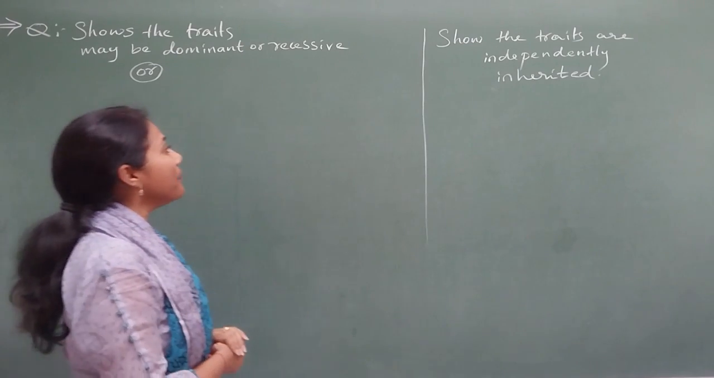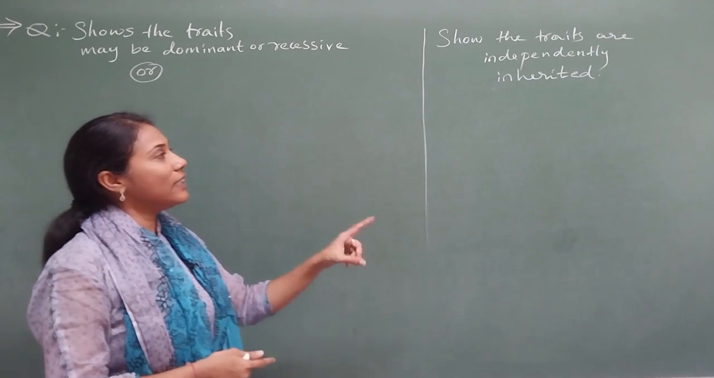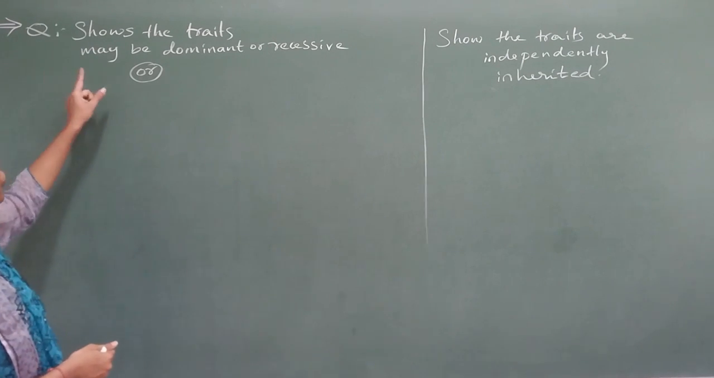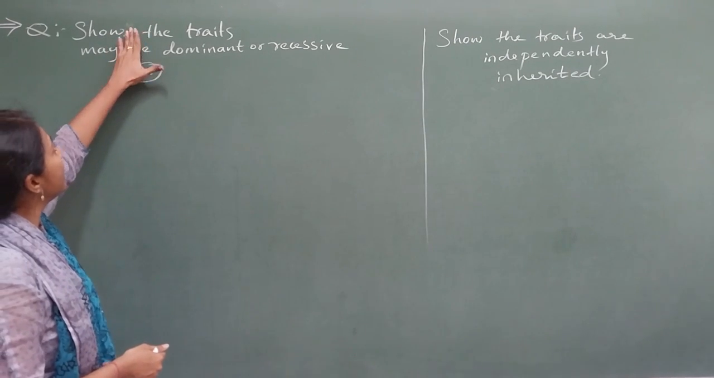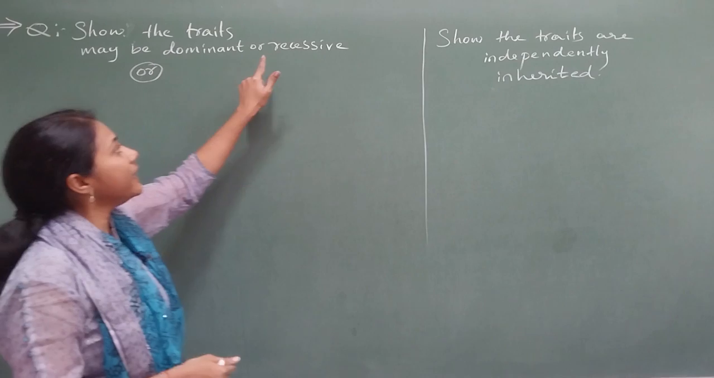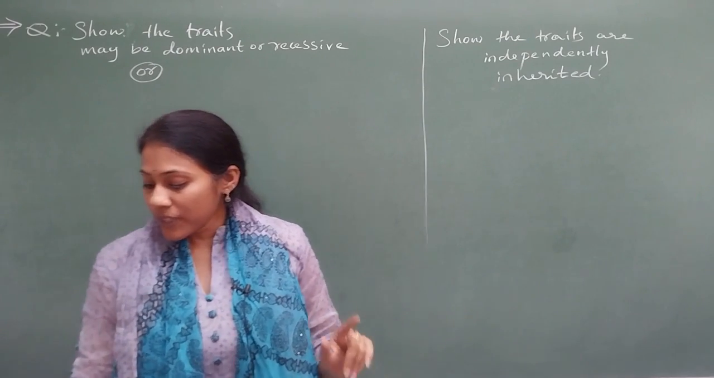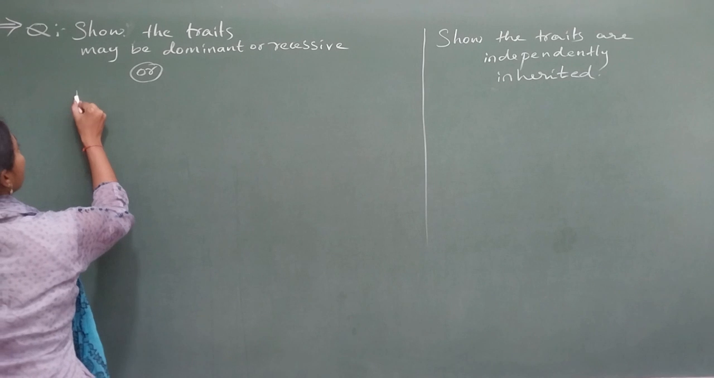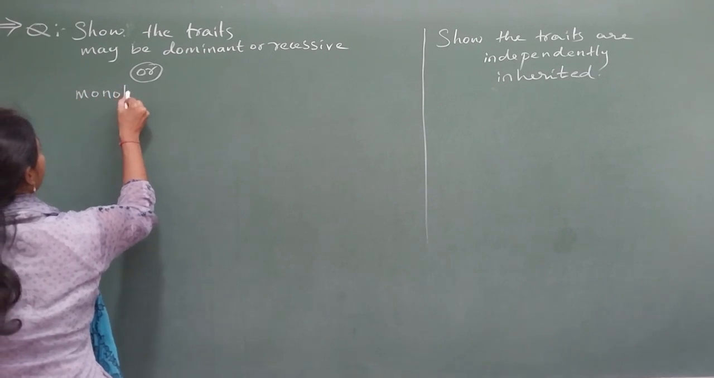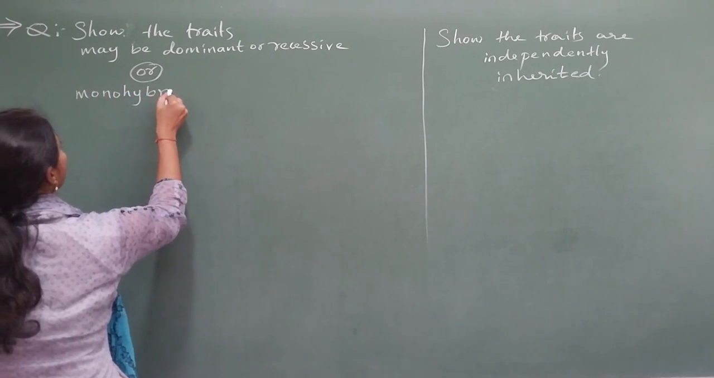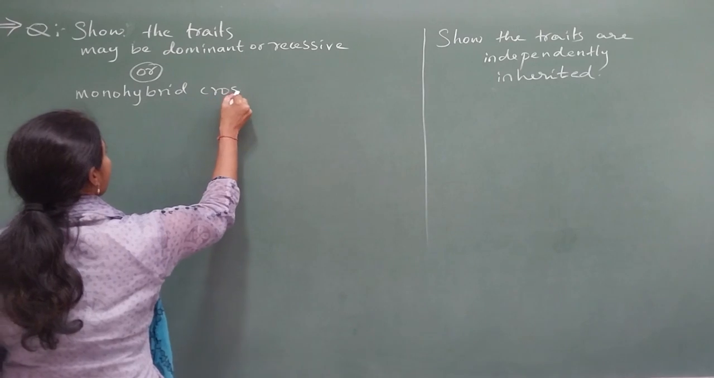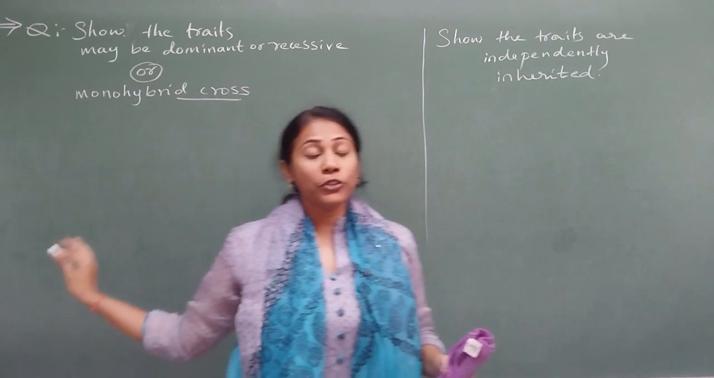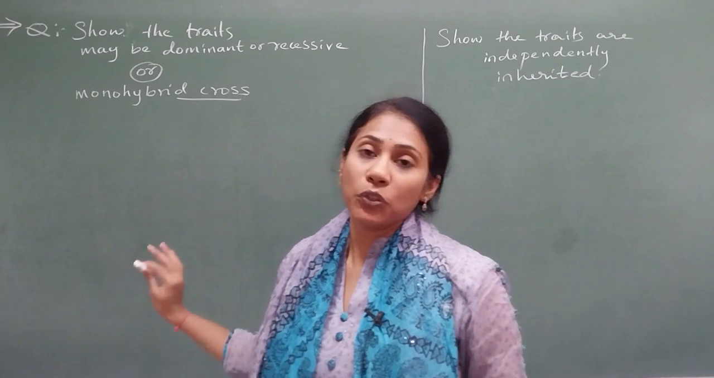Coming to the two questions that I have listed on the board. The first question is: show that the traits may be dominant or recessive. This is an indirect way of asking monohybrid cross, so you have to explain monohybrid cross. Whenever this question comes, you have to do a workout on monohybrid cross.